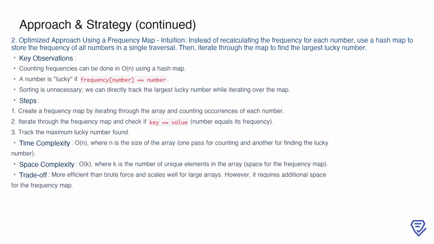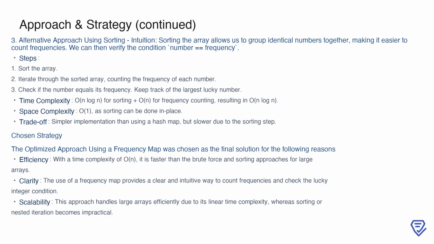method. Another alternative we considered is the sorting-based approach. The intuition here is that sorting the array groups identical numbers together, making it easier to count their frequencies. Once sorted, we can iterate through the array, counting the frequency of each number. If a number matches its frequency, we check if it's the largest lucky number we've found so far.